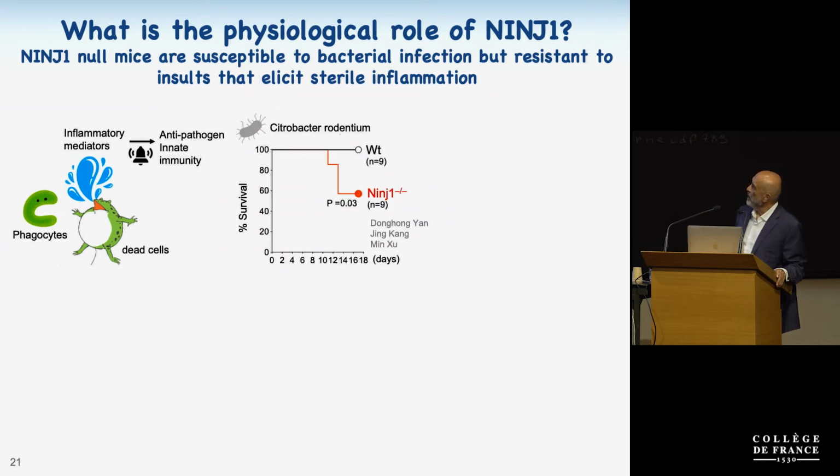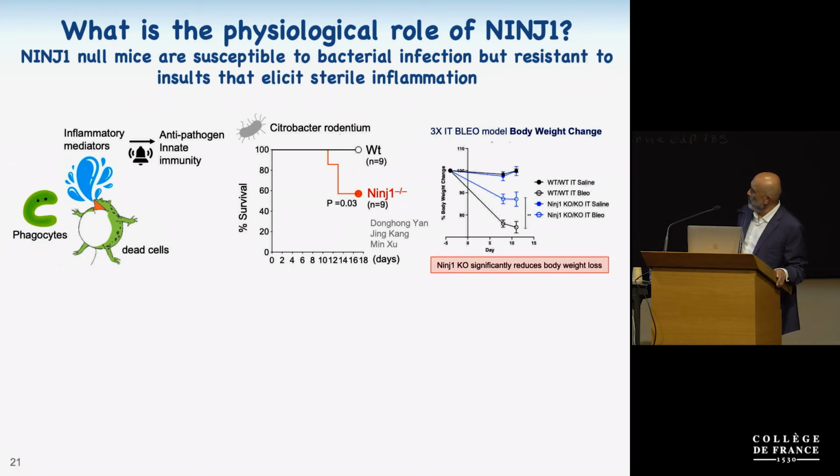Indeed, if we look at a Citrobacter rodentium infection, where the wild-type mice will clear the infection, NINJ1 knockouts are more susceptible. If we look at a form of sterile inflammation, this is a very high-dose intratracheal instillation of bleomycin. Wild-type mice precipitously lose body weight. The NINJ1 knockouts are relatively protected. Now, what we really need, this is genetic data. It's a knockout, and then you have a challenge. We need something that will allow us to do an interventional study, ideally a neutralizing antibody.